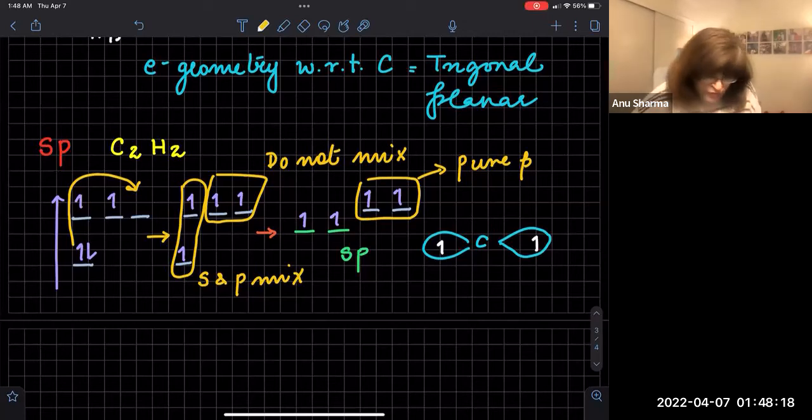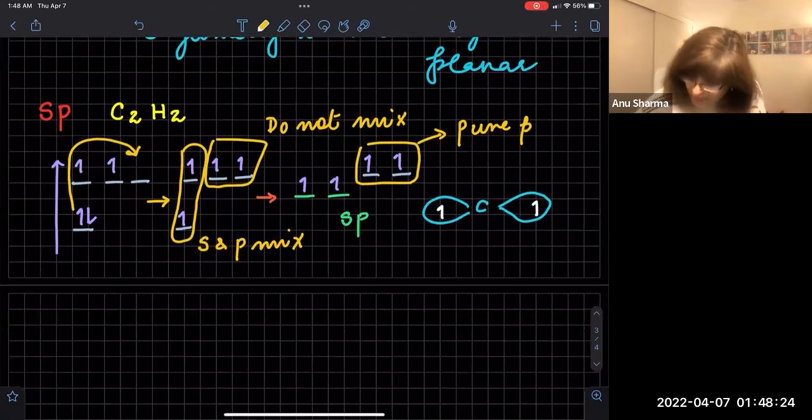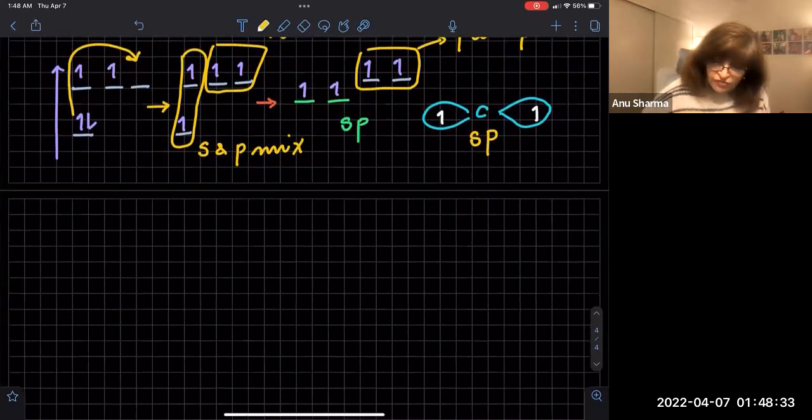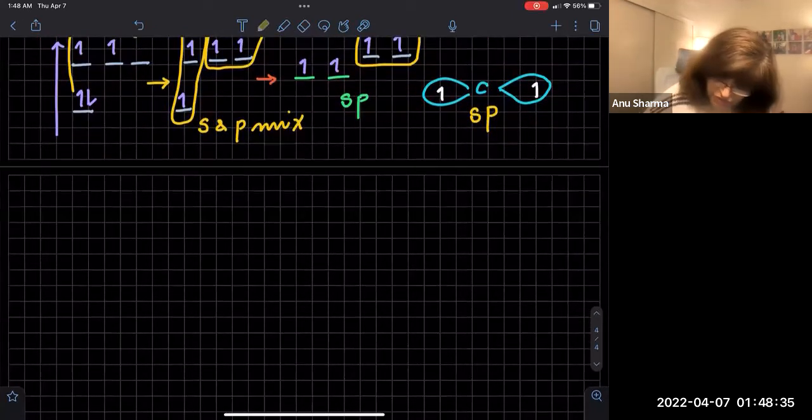Initially when we draw the sp hybridized carbon, we show only the two lobes, but the p's are still present. It's just not drawn here. They are still present. Okay, now let's look at their structures.